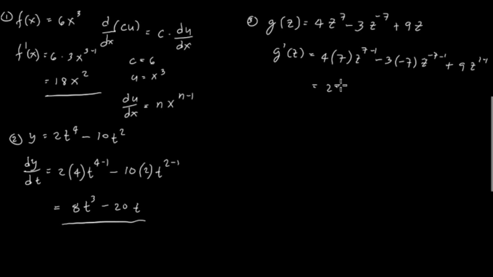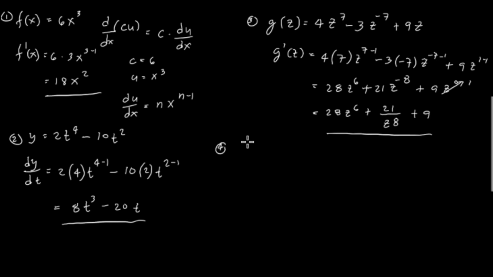4 times 7 is 28, z^(7-1) is z^6, minus minus positive, 3 times 7 is 21, and z^(-7-1) is z^(-8), plus 9 z^0. Z^0, the value is always equal to 1. It's 28 z^6 plus 21, and change the sign from negative to positive, z^(-8) is the same as z^(-8), plus 9 times 1, or 9.